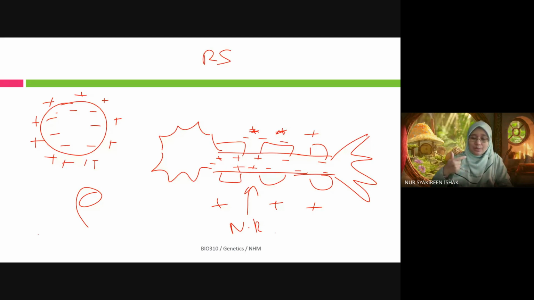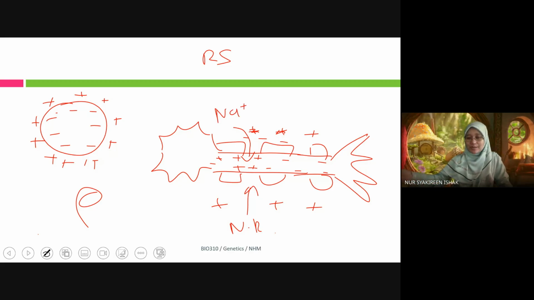So what causes the membrane potential to change from negative to positive? It is due to the movement of ions. Initially the cell is negatively charged. Sodium enters, changing the membrane potential to become positive.